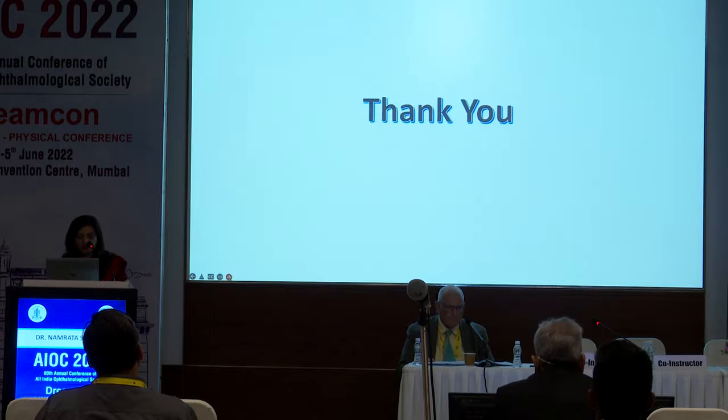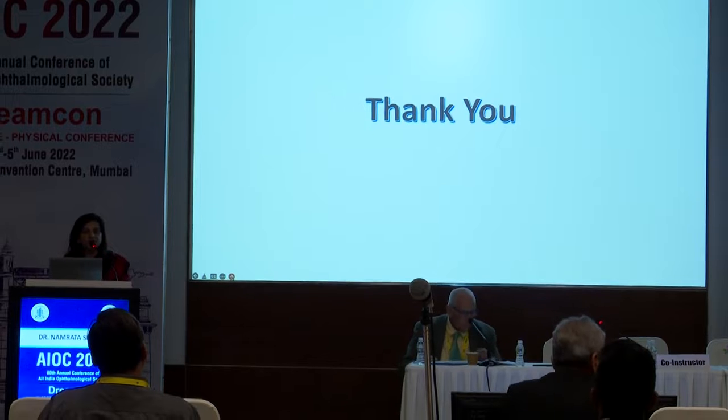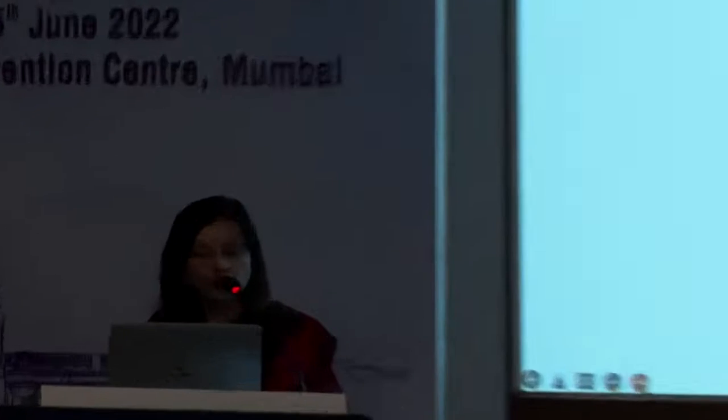So like I said, we still need to study a lot. There is a lot of variation, a lot of variability, and a lot of overlaps which need to be sorted out as far as the genetics of keratoconus is concerned. Thank you very much for your kind attention.